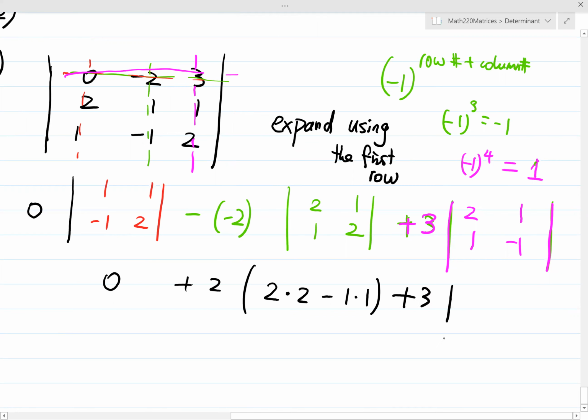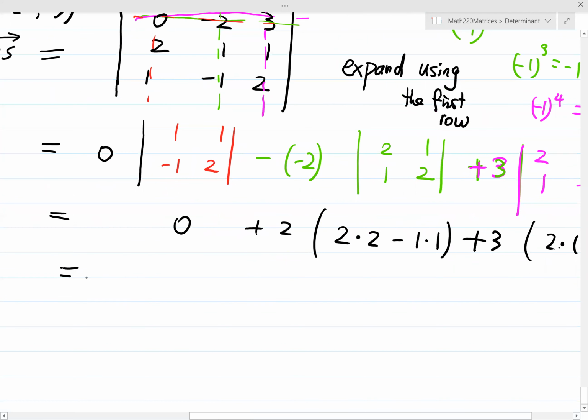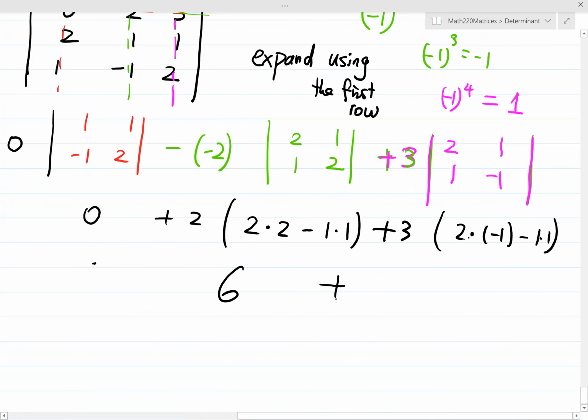This will be a 2 by 2 determinant, which is very easy. So you get 2 times -1 minus 1 times 1. Okay, so what do we get finally? This will be 0, just forget 0. This is 2 times 3, we get 6. Then we get 3 times negative 3. So this will be 6 minus 9, it's negative 3.